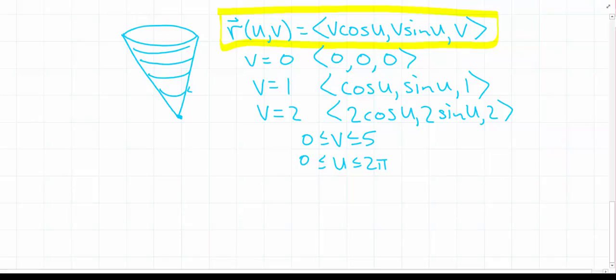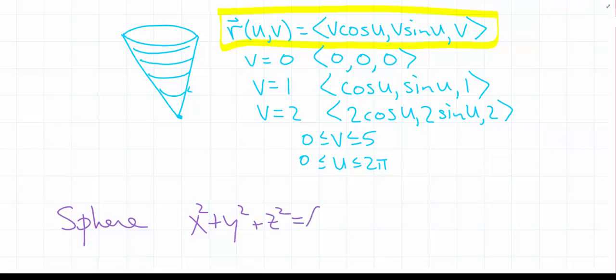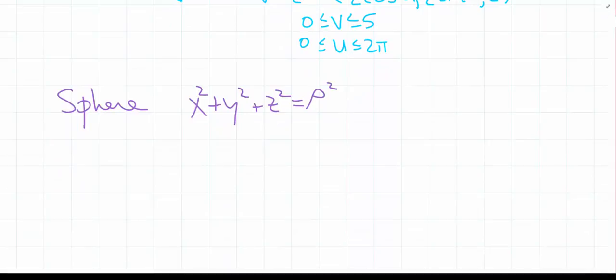Now, one more that I want to look at that we need to keep in mind, and that is a sphere. In fact, we've got x squared plus y squared plus z squared equals rho squared. Now, we want to be able to parametrize that sphere, and this, of course, is the sphere of radius rho. And to do this, we just need to remember back when we were talking about spherical coordinates, where we were working with phi and theta.